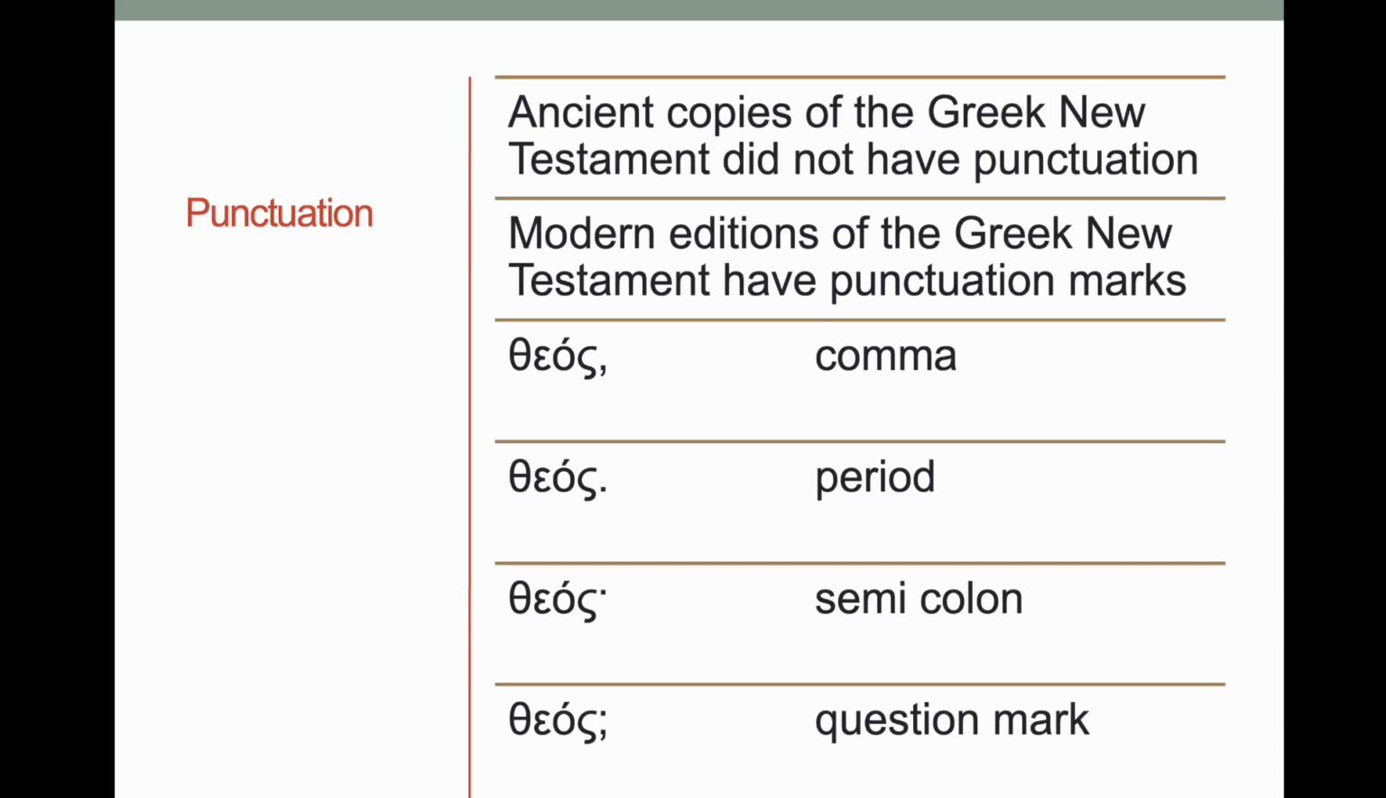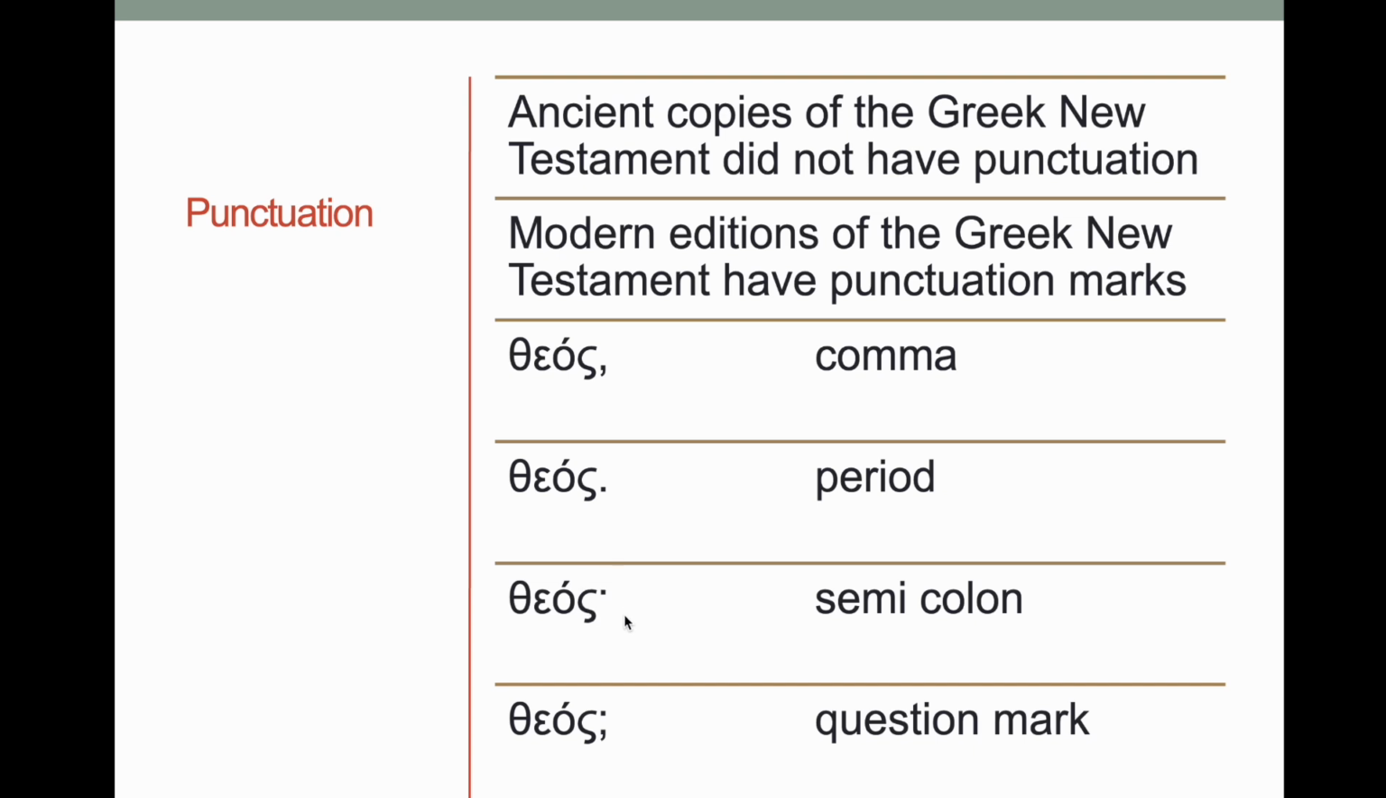Next we come to punctuation, and most ancient copies of the Greek New Testament did not have punctuation, or if they did, it is very rare. All modern editions of the Greek New Testament have punctuation marks. And these punctuation marks look similar to our punctuation marks in English, but they're somewhat different in places. For instance, a comma looks like our comma. So a little bit of a stop in a sentence. A period looks like our period. That's a full stop where you have the end of a sentence.